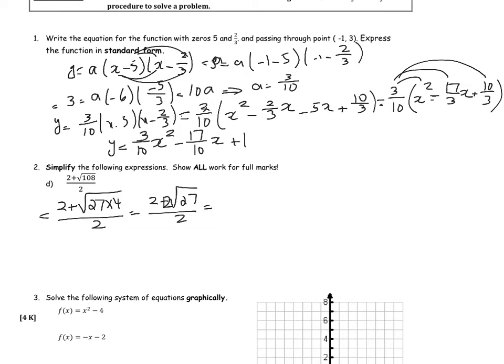Now I can simplify everything by 2, so I divide this by 2, this by 2, and this by 2, so I get 1 plus square root of 27, but square root of 27 is 9 times 3. 9 comes out and becomes 3, so it becomes 1 plus 3 square root of 3.